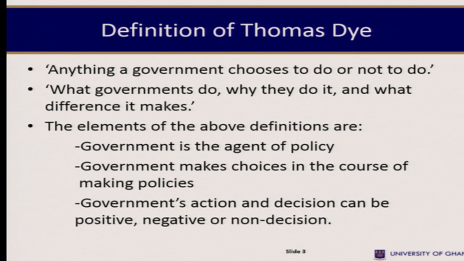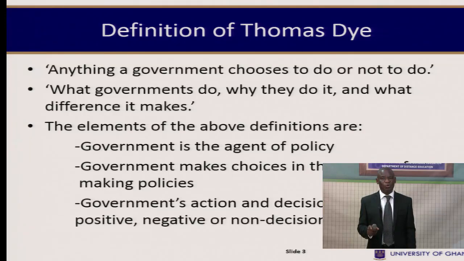Now, we can isolate the important elements of Dye's definition. The important elements of Dye's definitions are, one, government is the agent of policy. And when we say government is the agent of policy, it is through governments that policies are developed and implemented. The funds for the implementation of public policy come from government. And it is through government apparatus that public policy is implemented. And it is government that takes responsibility for the outcomes of policies. And that is why we say that government is the agent of policy.